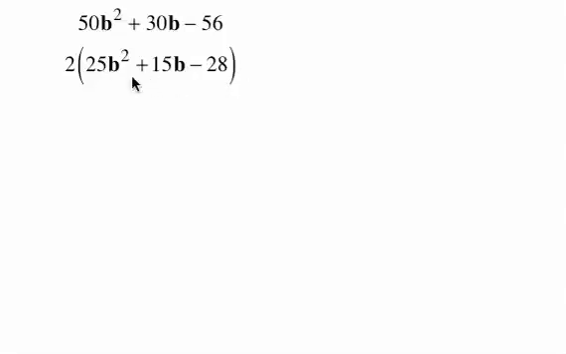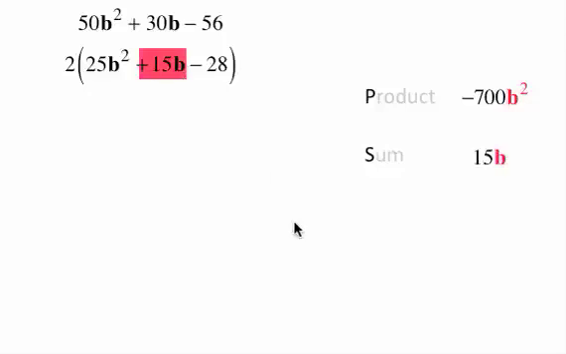Okay, so we're looking for the product of the first and last terms. So the product of the 25b squared and the negative 28. That is negative 700b squared. And we're looking for the product of these two numbers that adds up to give you the middle term, which is 15b.